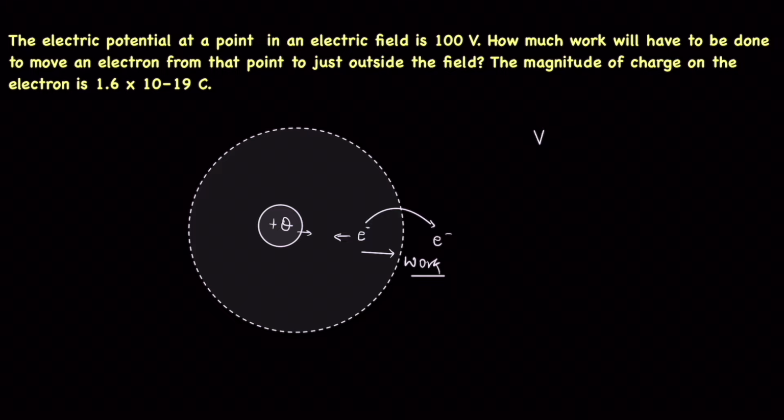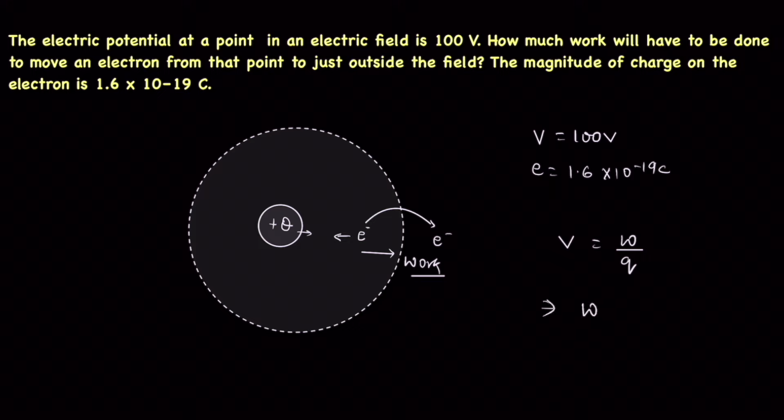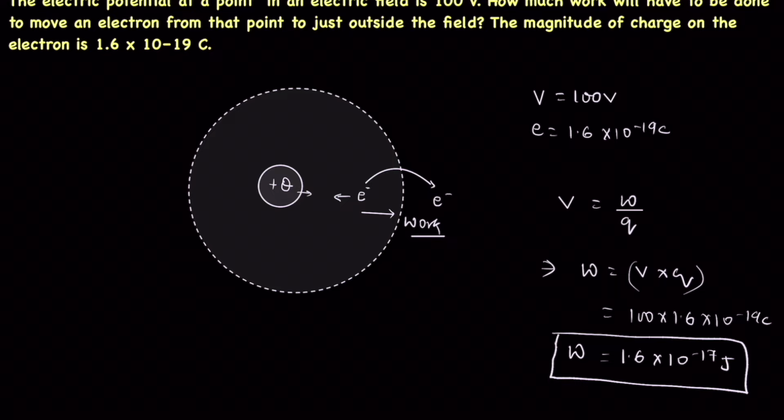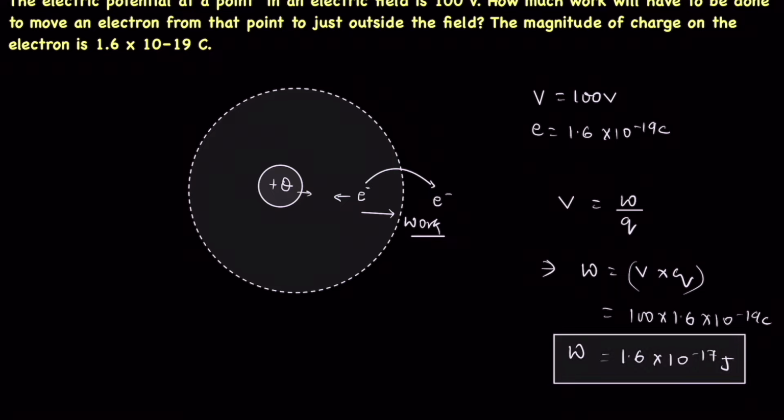We know that V is equal to 100 volt and the charge of one electron is 1.6 × 10^-19 coulomb. V = W/Q, so W = V × Q. So 100 × 1.6 × 10^-19 coulomb. It will become 1.6 × 10^-17 joule. So this much work is required to move the electron outside the electric field.